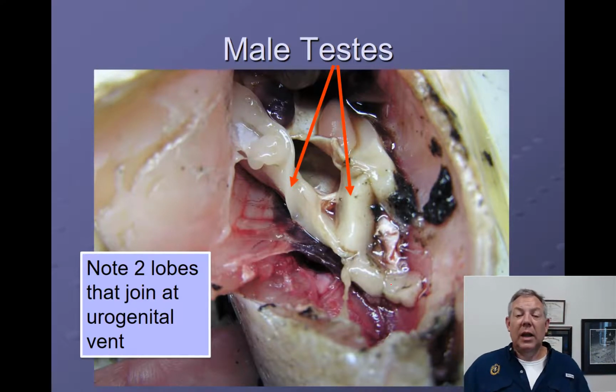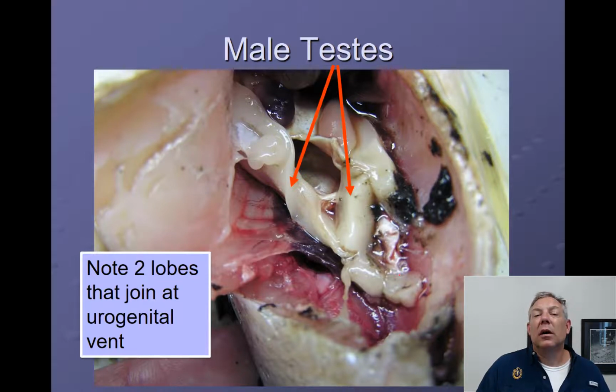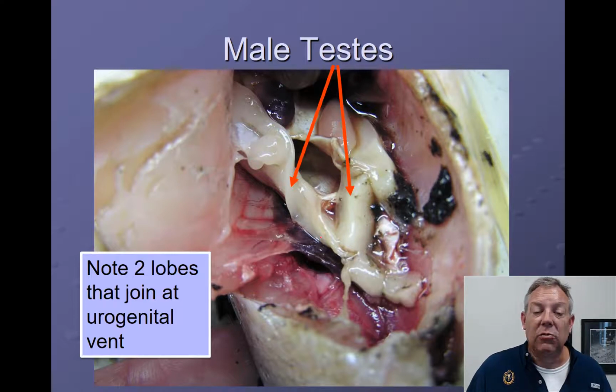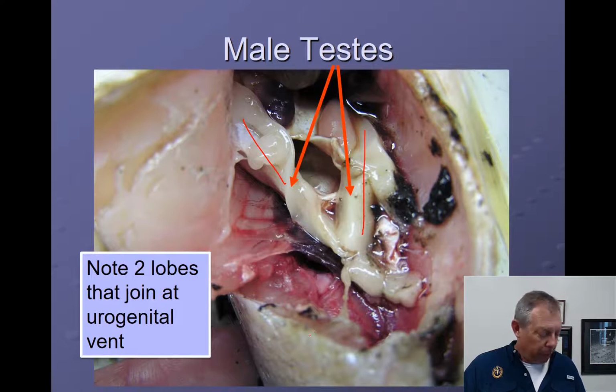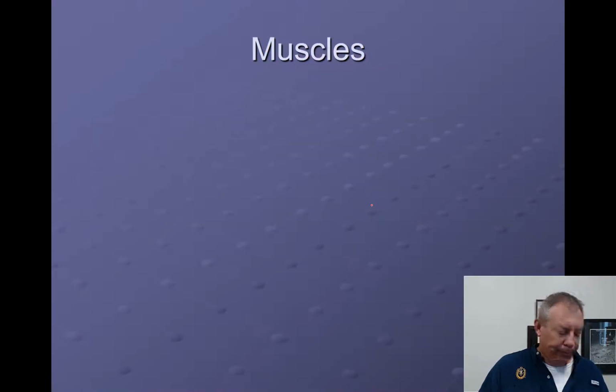They're going to come together where that urogenital vent is because that's where they're going to release the sperm or the eggs. And so if you're trying to figure out if you're looking at a gonad, just kind of start at the urogenital vent and see what's there and trace it forward. And so you can see here's a lobe and here's a lobe, and they came together right where that urogenital vent was. So that's something to look out for. These will also probably have blood vessels serving them, but maybe not as big as the ovary.